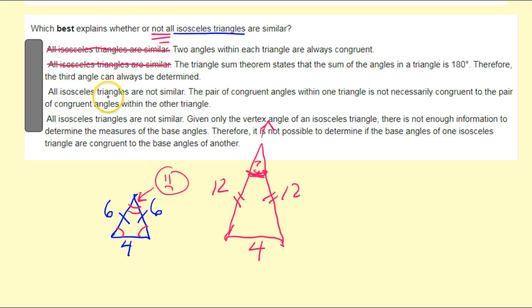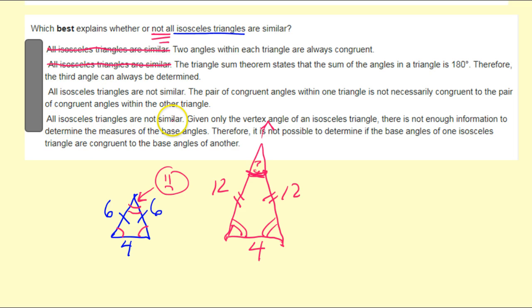All isosceles triangles are not similar because the pair of congruent angles within one triangle is not necessarily congruent to the pair of congruent angles in the other triangle. Well, that's true. Like these congruent angles down here will not necessarily be the same as these angles over here. So I'm going to come back to that. That's possible. This is a possible answer. Let's look at the final choice though.